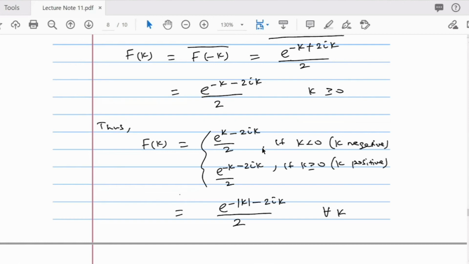So this is e to the power k to the power minus k. You can play around with this because this guy here is 2ik. So it's the same, you can do nothing to this. This is k, this is minus k.